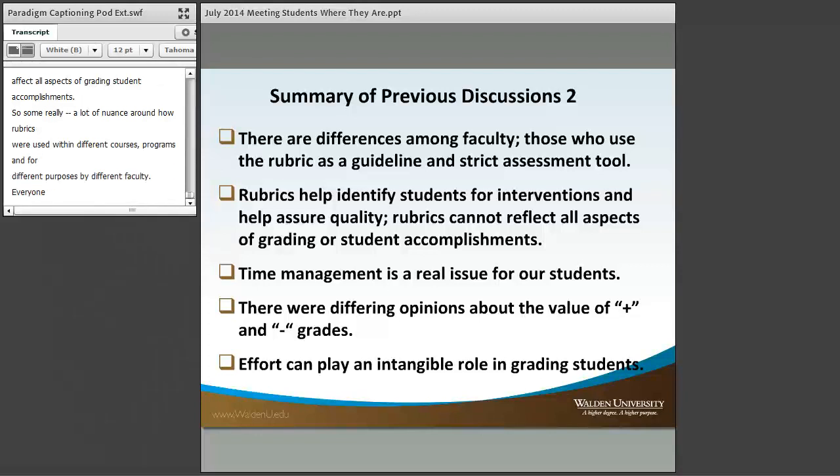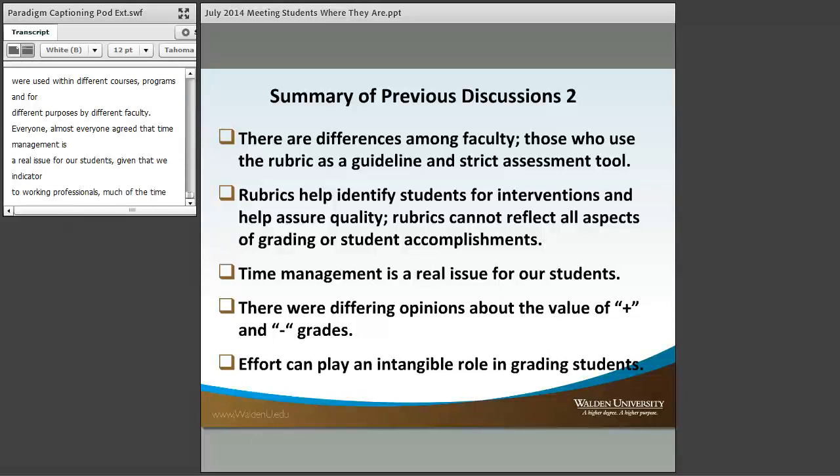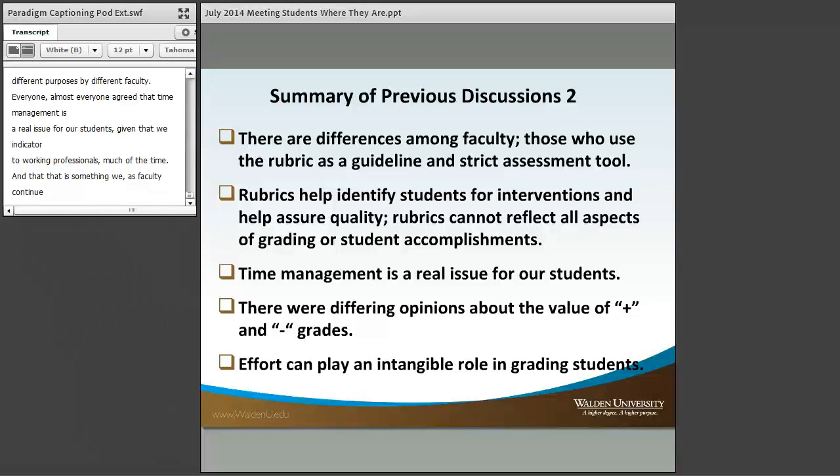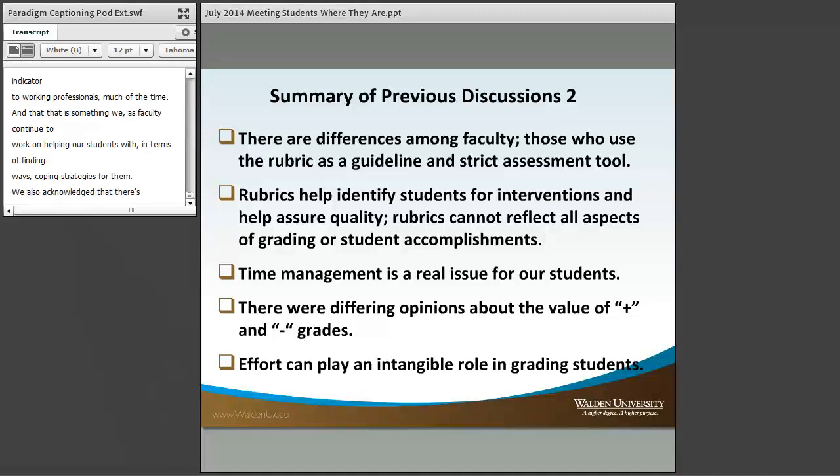Almost everyone agreed that time management is a real issue for our students, given that we cater to working professionals much of the time, and that is something we, as faculty, continue to work on helping our students with in terms of finding ways, coping strategies for them. We also acknowledged in our discussions that there's only so much we can do as faculty with that issue.